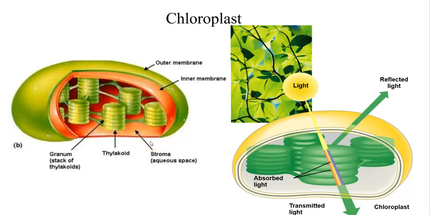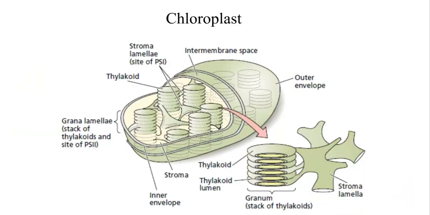or stromal region. So I'll repeat again. Chloroplast is a double-layered membrane. It has an outer membrane and an inner membrane, and within the inner membrane there are disc-shaped structures. These are known as thylakoids. The group of thylakoids is known as the granum, and the aqueous portion in between the grana is known as the stroma or stromal region. This is the overall structure of the chloroplast.